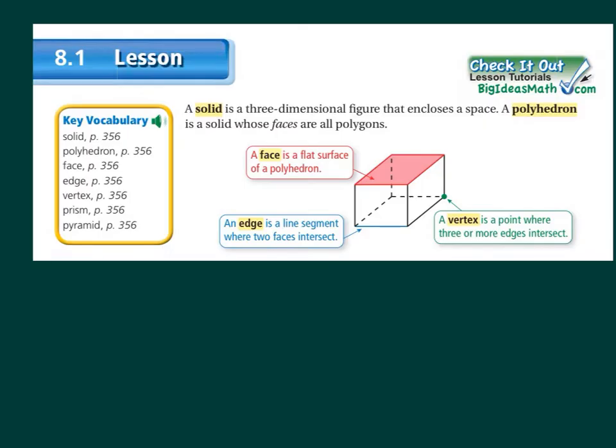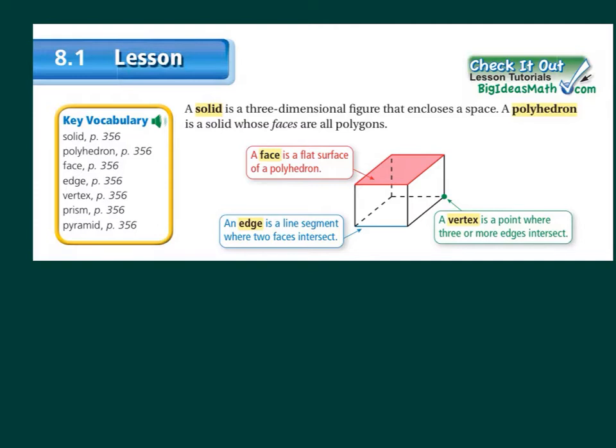So looking at this first part, again, we need to be able to identify some things, and these are just some of the basics. You can see along the left-hand side here we have some key vocabulary, and most of it is all just defined right here in this first key concept box. First of all, we have a solid. It's a three-dimensional figure that encloses some kind of space.